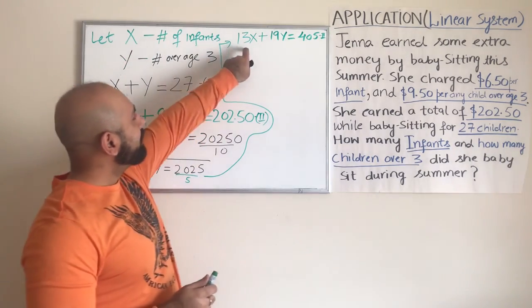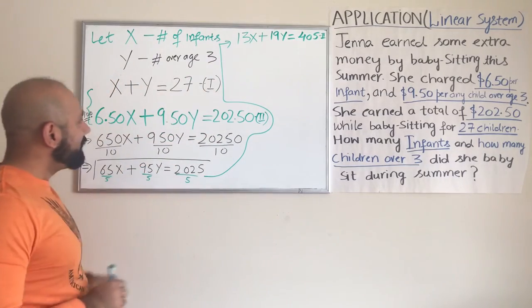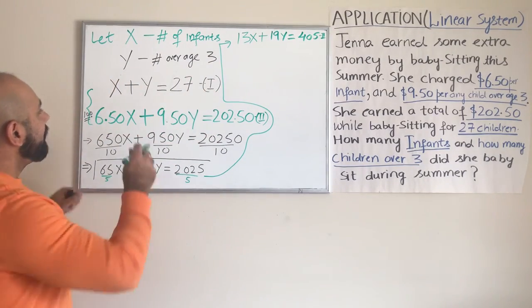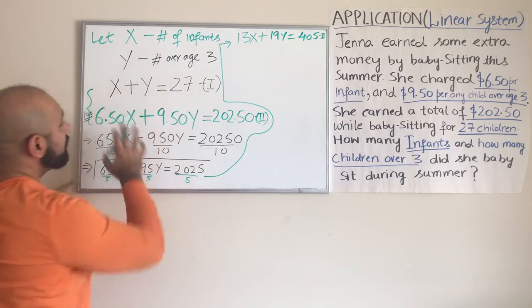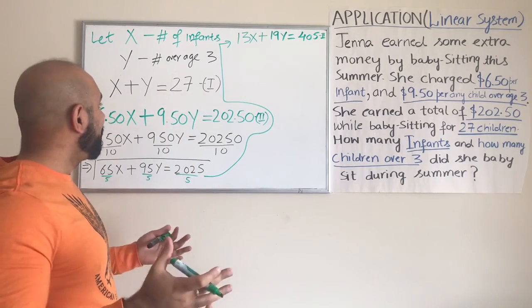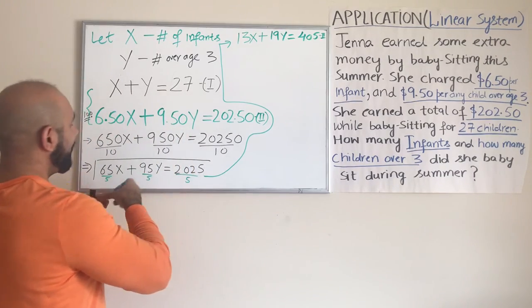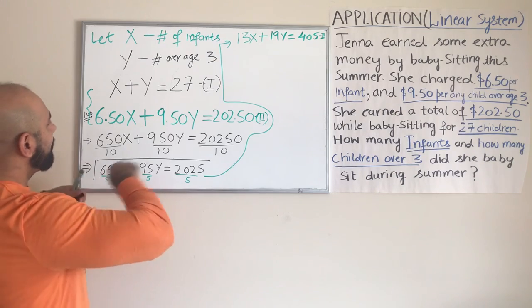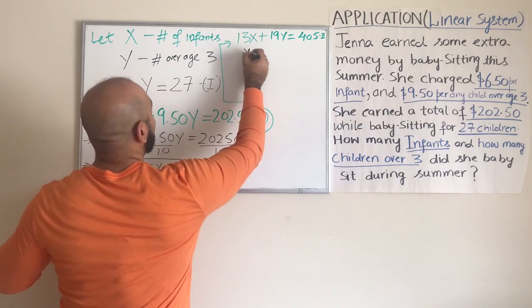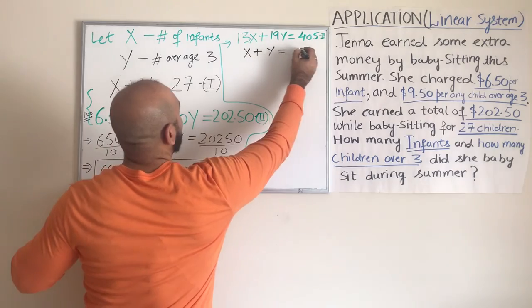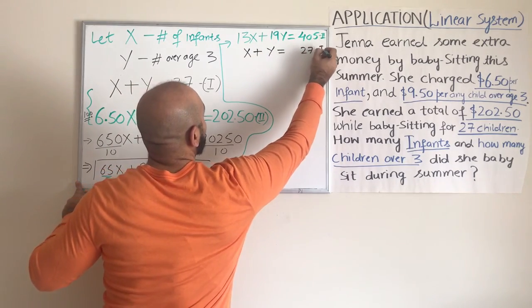So I think I like this more than this one, but I mean, guys, it's your own preference. And then I still have my equation 1, which is already in its simplest form. So I'm going to just bring it together here. So this is x plus y equals 27. That is my equation 1.